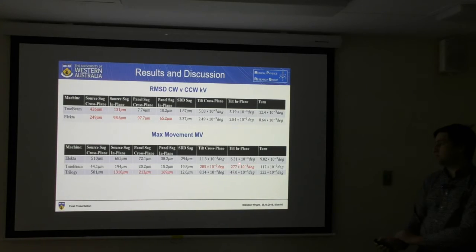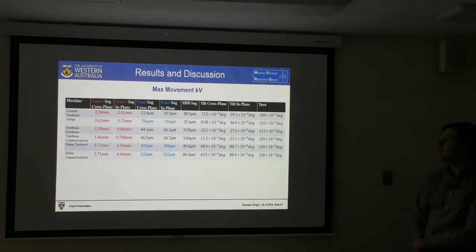However, the TrueBeam was the worst performing in terms of tilt in the crossplane and in-plane direction, mainly due to the additional weight which was put into the panel to aid in EPID symmetry. It's also worth explaining that the TrueBeam is able to deliver only up to a 9 MV beam, whereas the Trilogy can deliver up to an 18 MV beam, and thus there are extra shielding requirements for the gantry head for the Trilogy, which is likely to explain these additional source movements when compared to the Elekta and the TrueBeam.